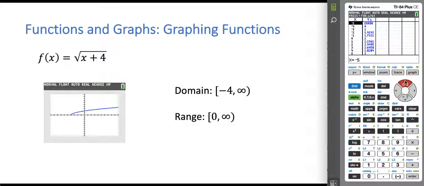So if you look at your table, notice you get an error message at -5. And why would we get an error message at -5? Well, that's because -5 plus 4 is -1, and you can't take the square root of -1.